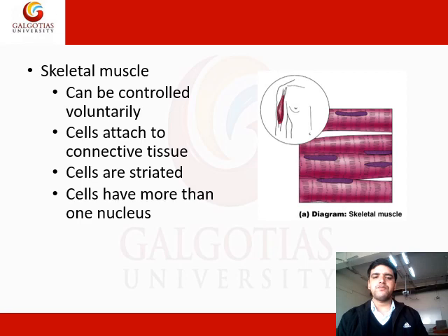The cells of skeletal muscle tissues are striated, so they have a band-like appearance. Cells have more than one nucleus within a single cell, so multiple nuclei might be found within a single cell.